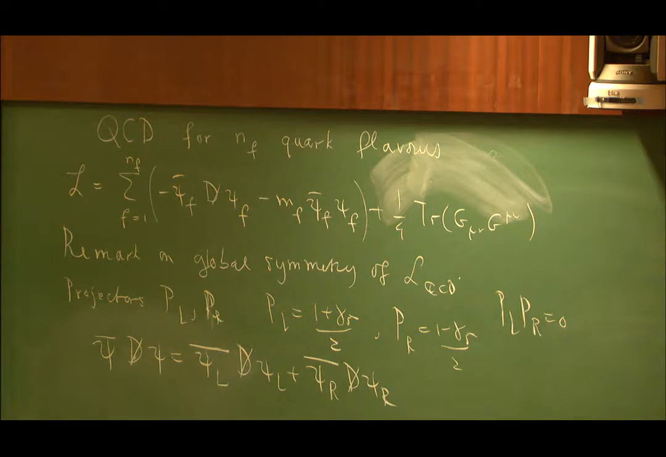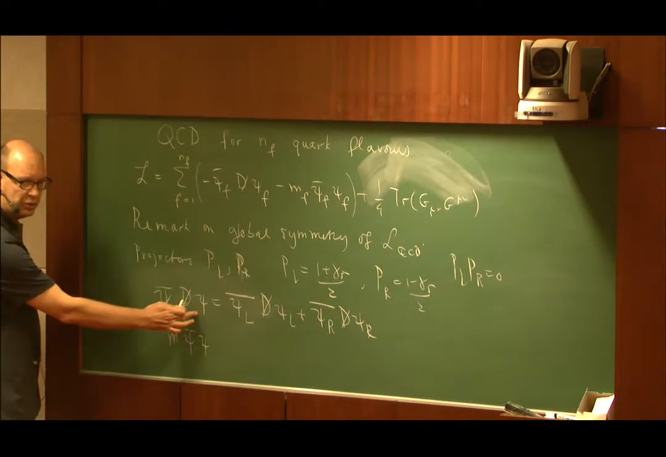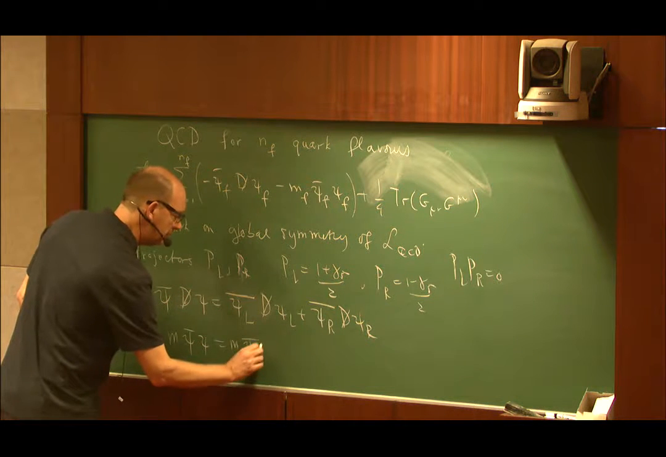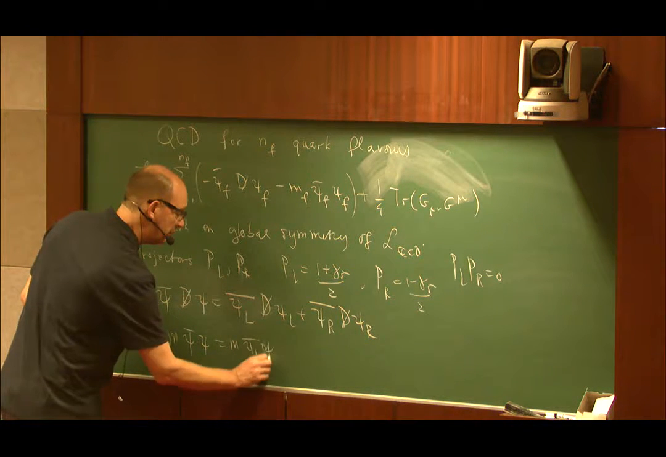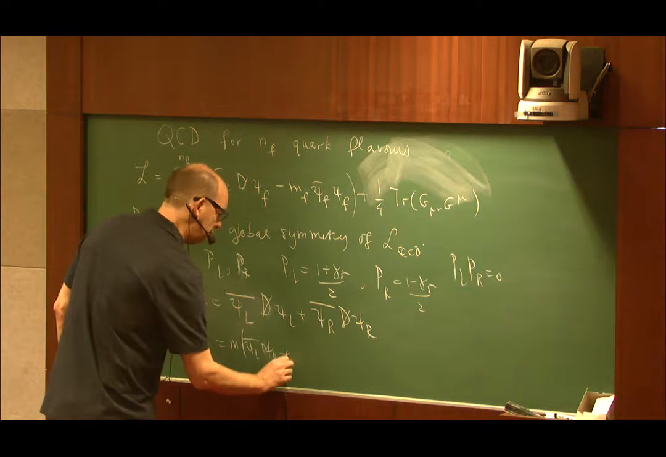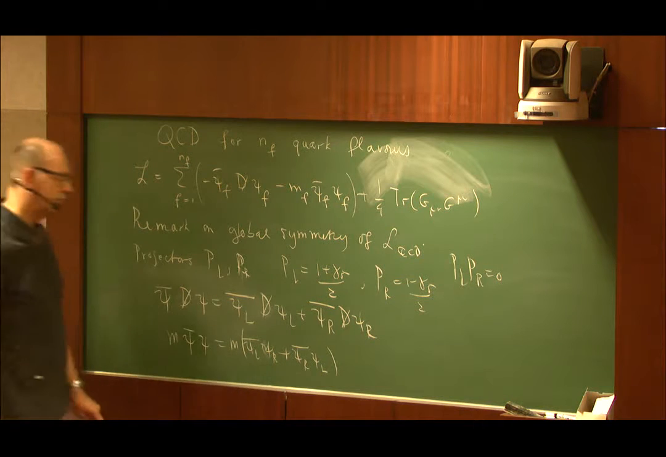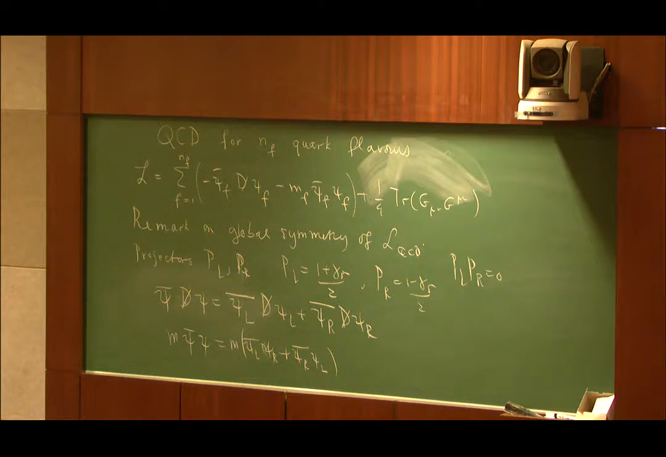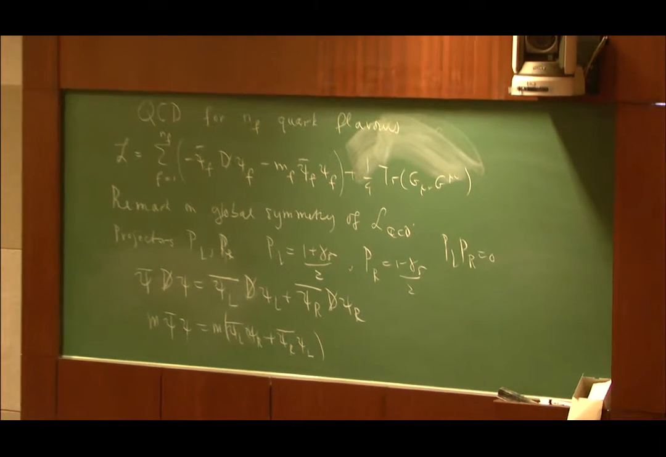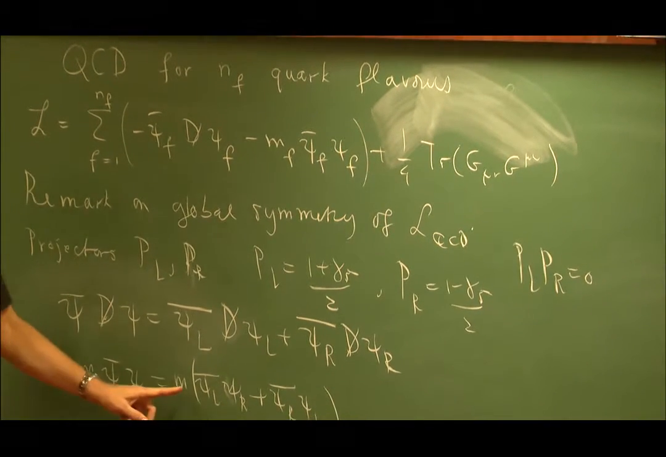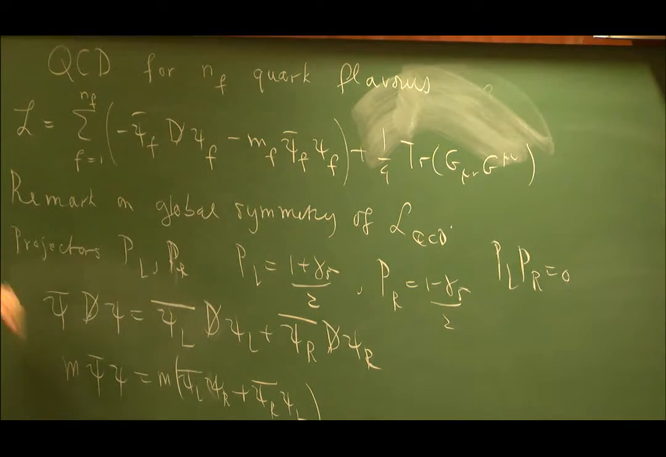And in contrast, the mass term, which does not have a gamma mu in between, that you write as psi L bar psi R plus psi R bar psi L. That does mix the two chiralities. So, from the point of view of chirality, M mixes the two, and the kinetic term does not mix the two.